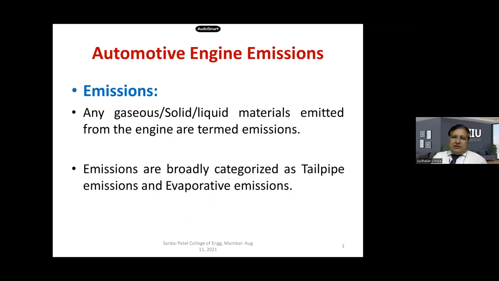Now, as I have explained the innovative techniques to reduce the emissions, I can come to automotive engine emissions development. What exactly is emission? Any gases, solid or liquid materials emitted from the engines are called engine emissions. Emissions are broadly categorized as tailpipe emissions and evaporative emissions. I will explain both. Tailpipe emissions come out of the exhaust pipe, and evaporative emissions occur when fuel is evaporated by the hot atmosphere.